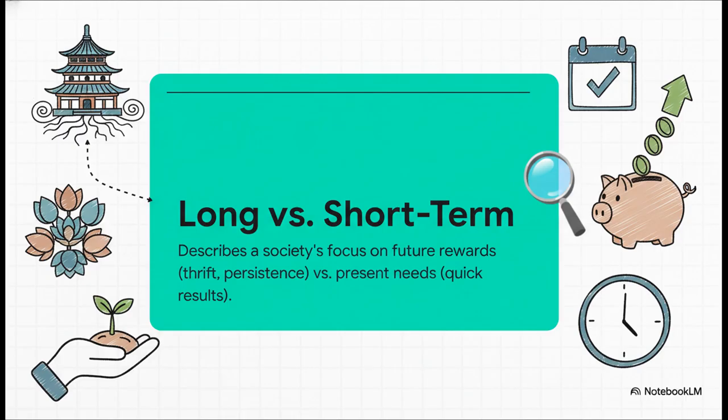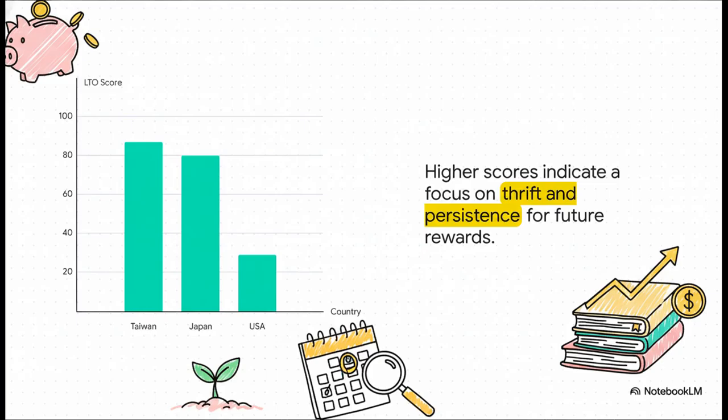That's long-term orientation. And check this out, Taiwan's score here is 87, which is one of the highest in the entire world. This points to a really pragmatic culture, one that values planning and saving for the long haul. You can see Japan is also pretty high up there at 80. But then you look at the US, way down at 29. That suggests a culture that's much more focused on getting results right now.